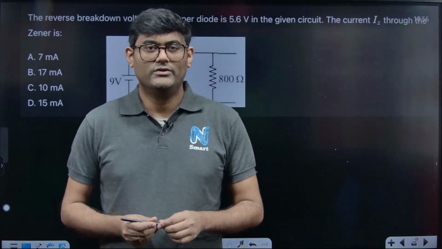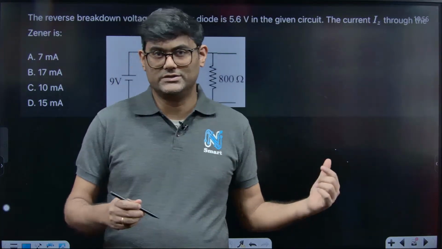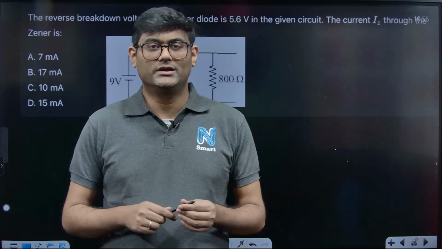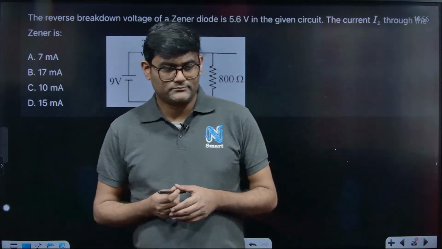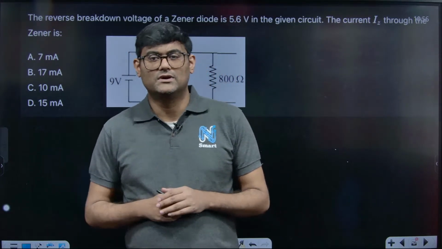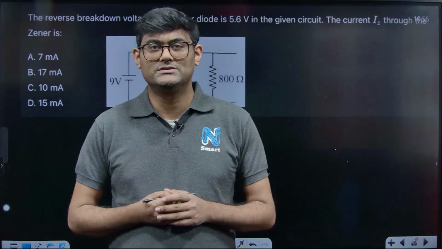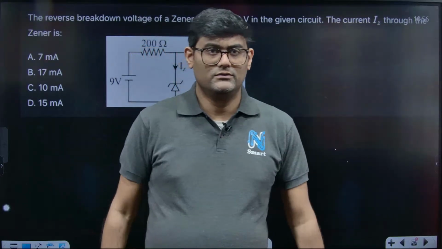We have seen that a Zener diode works in a reverse bias condition. When the diode breaks down, that condition is called the breakdown condition in reverse bias. So let us see a few examples of Zener diode and how we can use Zener diodes as a voltage stabilizer. So let's go into that.